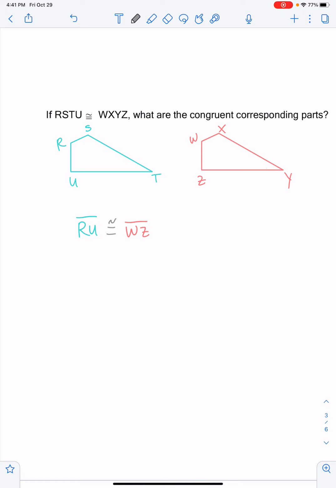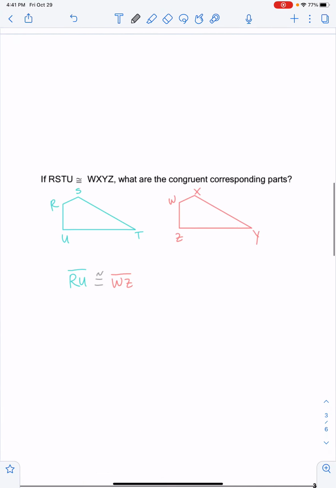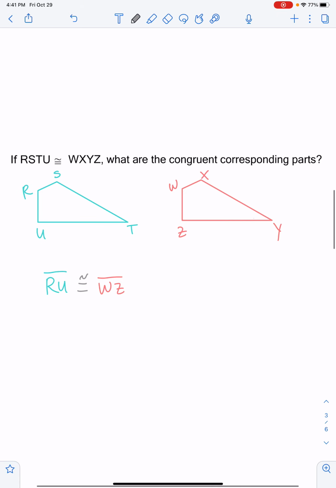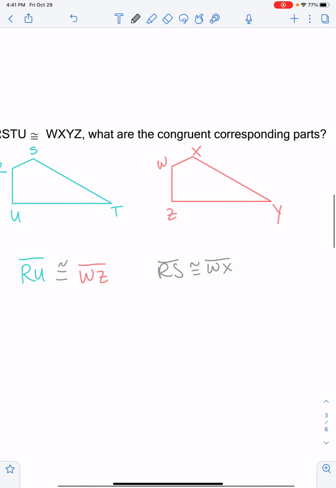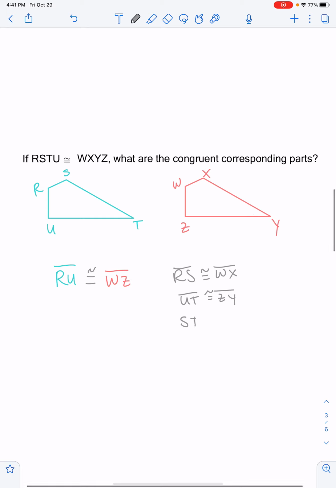And that's just because they are congruent figures. So when they're asking which are the corresponding or matching parts, they're saying RU matches with WZ. We could keep going. RS would be matching with WX. We could say UT matches with ZY. We could even say ST is the same as XY.